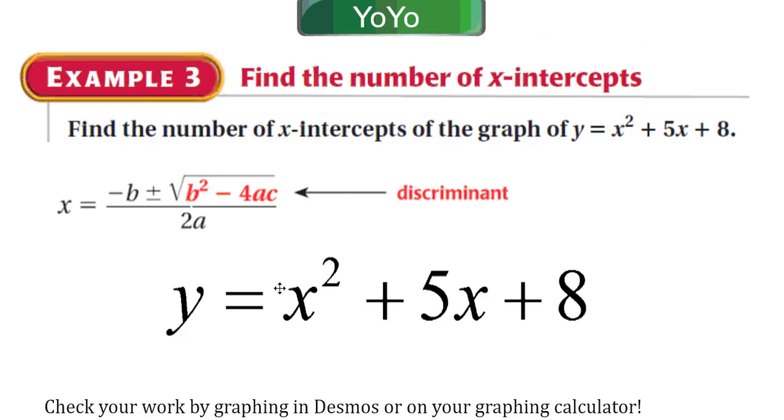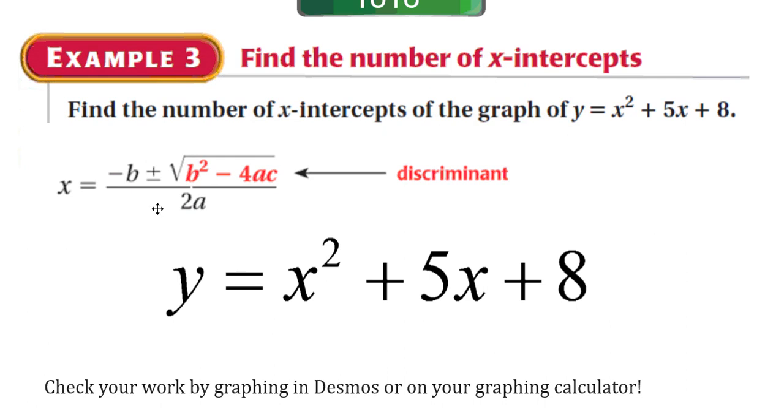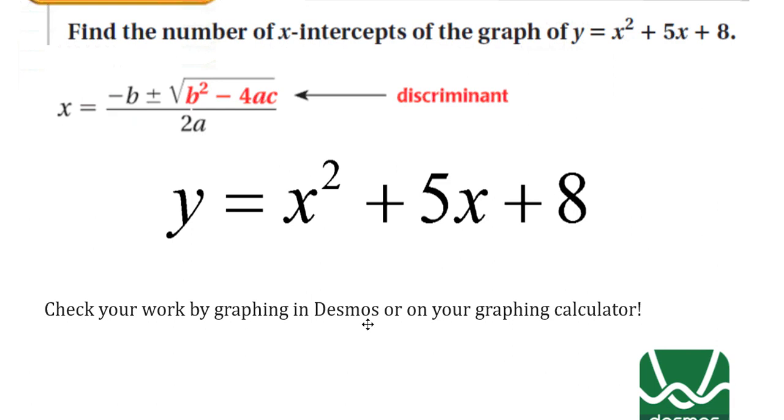I'm going to ask you to try, and then that'll be it. So I just want to know how many x-intercepts does this graph have. So find your answer by calculating the discriminant. So pause the video now, unpause it once you've had a chance to try.